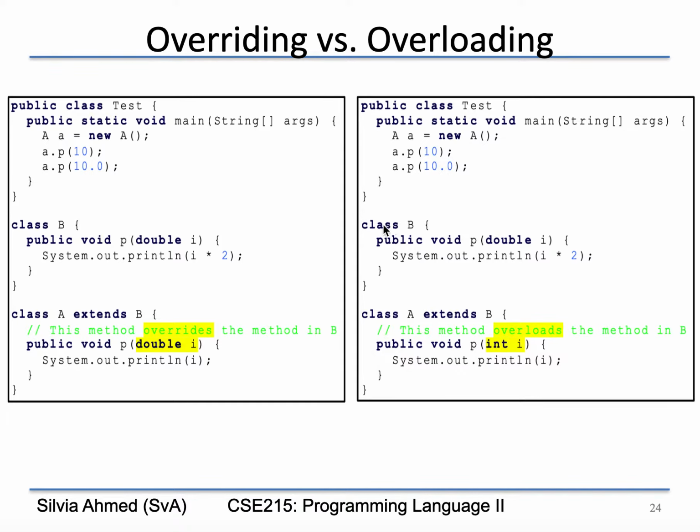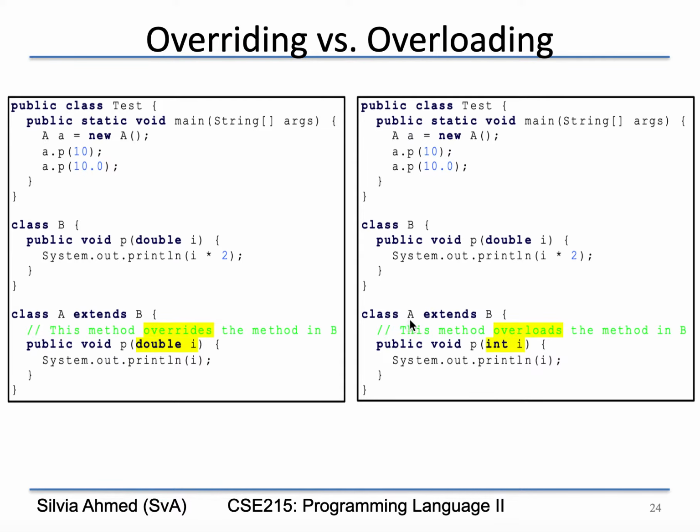There are two more classes. One is class B and the other one is class A extends B. In this scenario, B is the superclass and A is the subclass. That means A will inherit whatever is accessible from B. In class B we have a public method P, so A is going to inherit this method P where the parameter is double. Inside P, it simply prints twice the input.